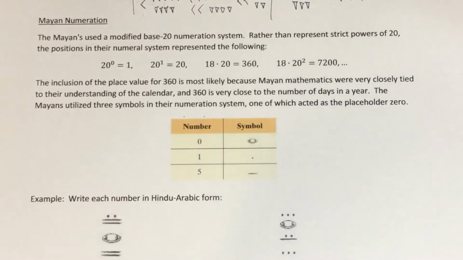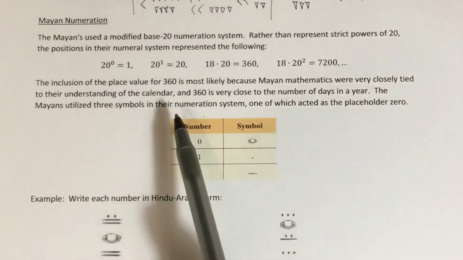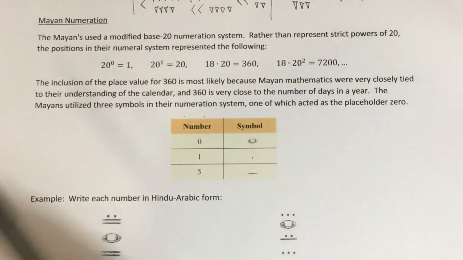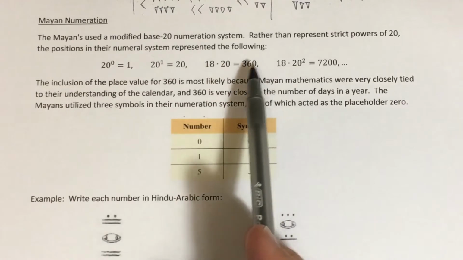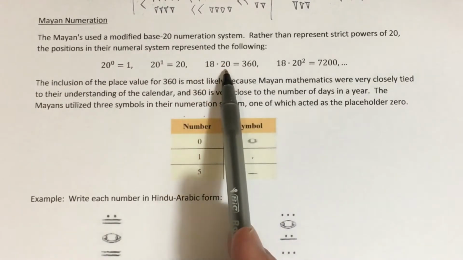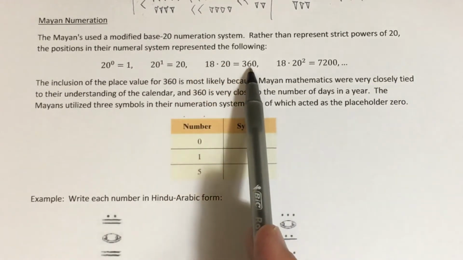Why 18 all of a sudden? Well, our best guess as to why the Mayans did that is because Mayan mathematics was really closely tied to the changing of the seasons and their understanding of the calendar. They were very intimately tied together. And the Mayans had an understanding of the number of days in a year. 360, that's what 18 times 20 is. 360 is pretty close to the number of days in a year, 365.